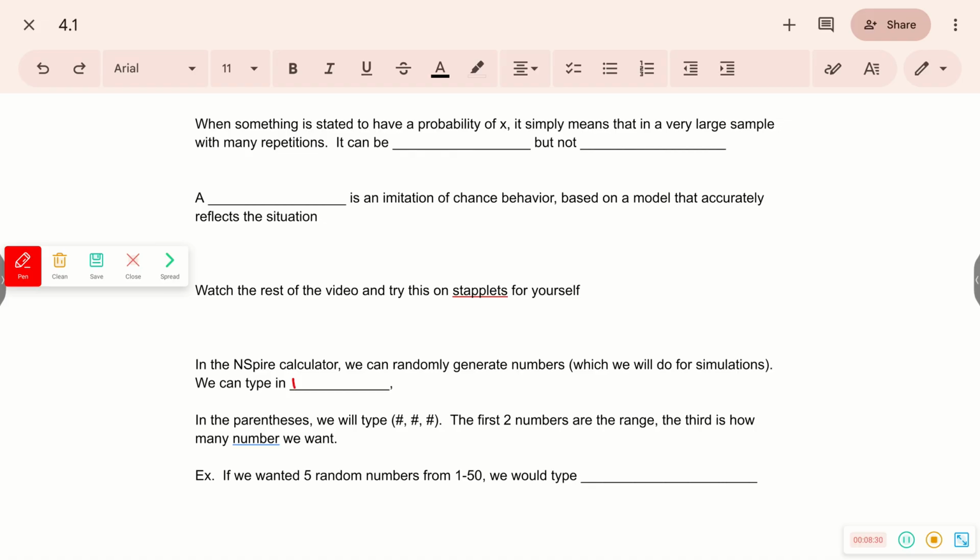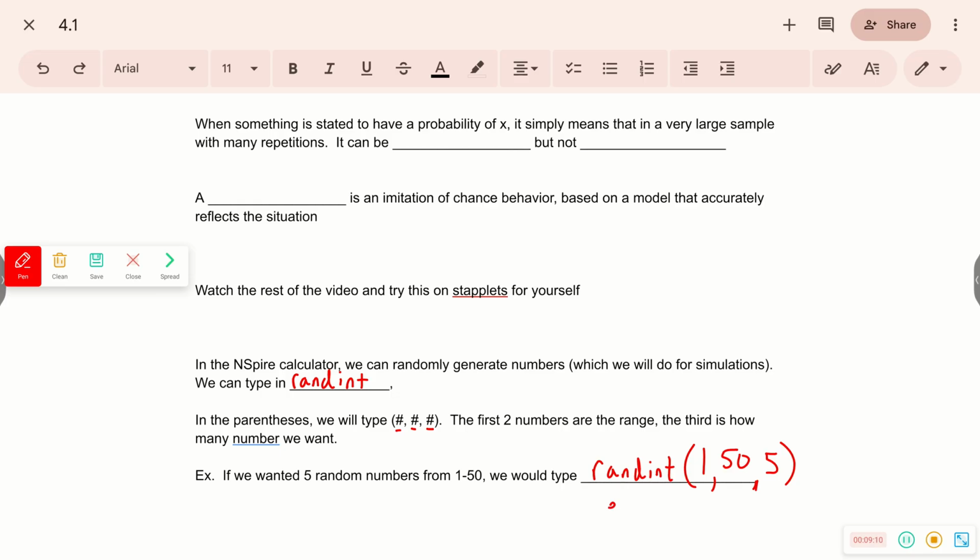So in the Inspire calculator, if we type in RANDINT, it'll generate random integers. After we type in RANDINT, we should get a set of parentheses, and we're going to type in 3 numbers: first number, second number, third number, with commas in between. The first 2 numbers are the range. The third is how many numbers we want. So let's say we wanted 5 random numbers from 1 to 50. We would type RANDINT, then parentheses 1, comma, 50, comma, 5.